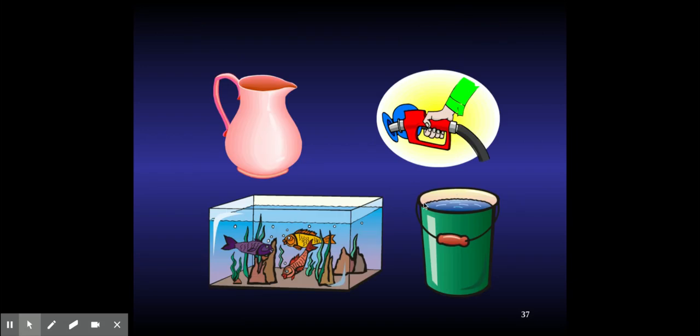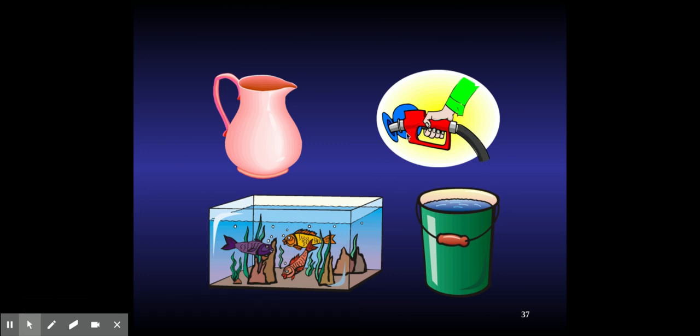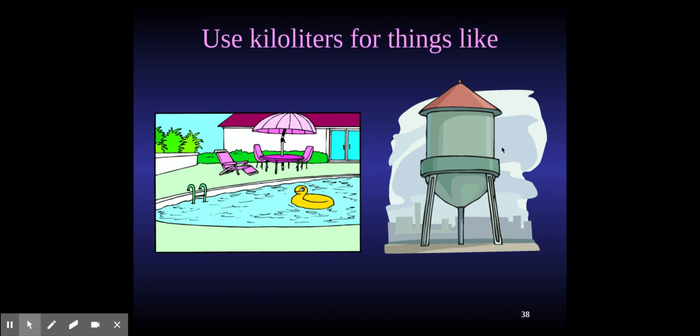If it was something a little bit bigger, like a jug or gas in your car, we think of using gallons, but remember, this is the metric way, they would use liters. And then for a lot of liquid, like a swimming pool or a water tank, you would want to use kiloliters, thousands and thousands of liters.